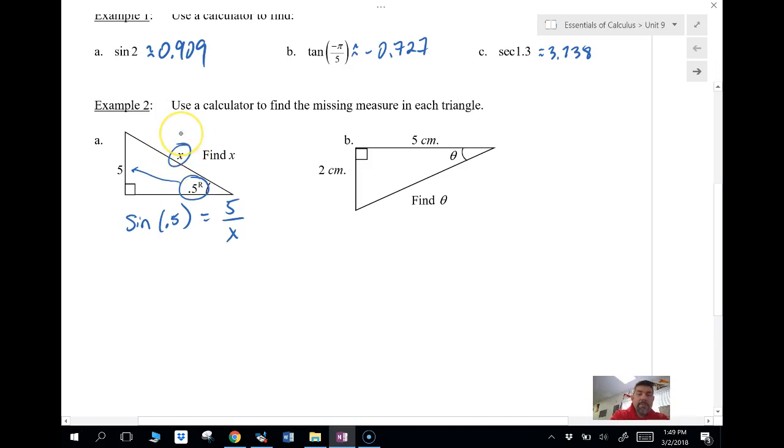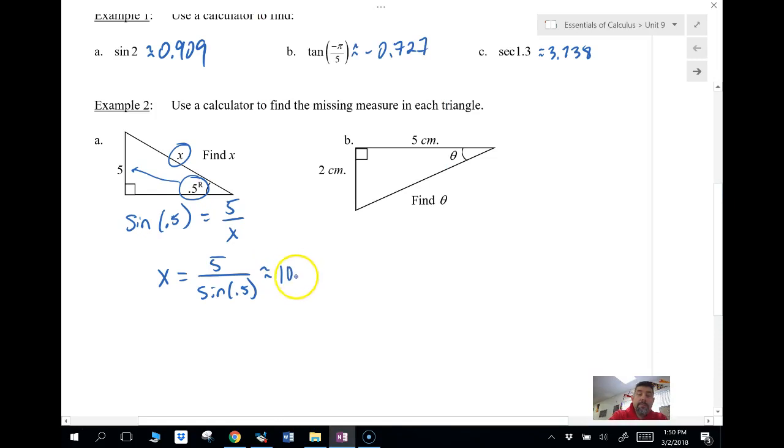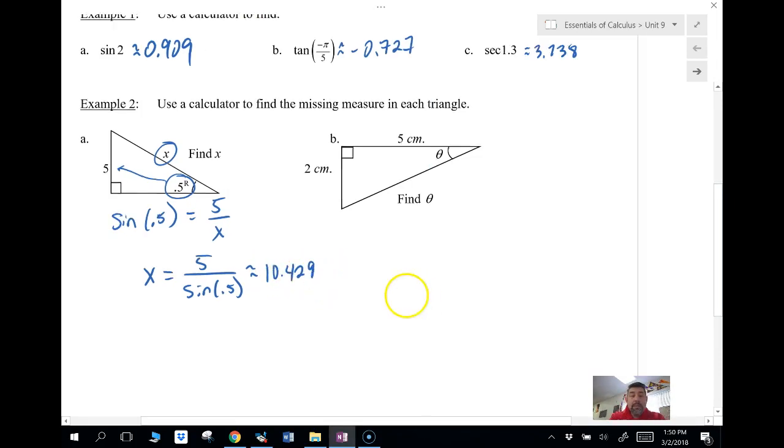So we bring the x over and divide by the sine, and then we plug that in our calculator. Okay, so I like my fraction: 5 over sine of 0.5. We get 10.429. All right, again, 3 decimal places.